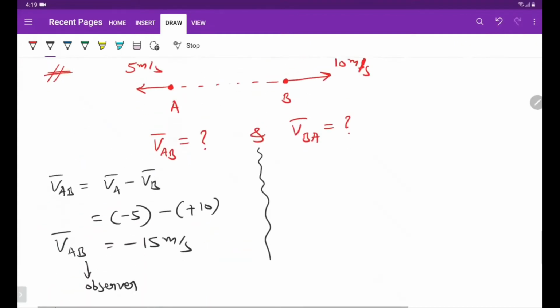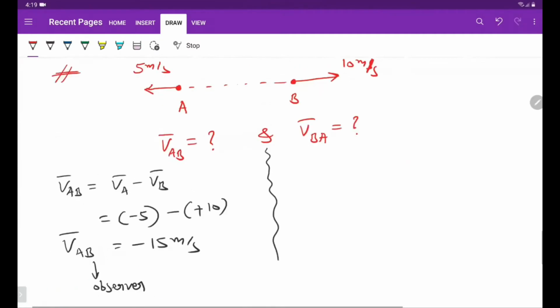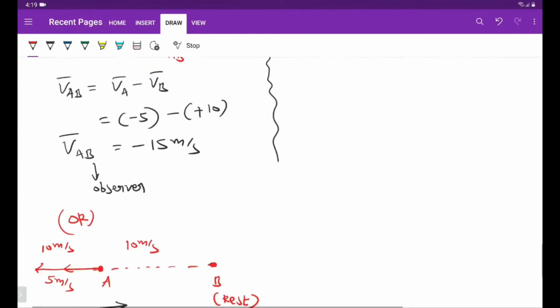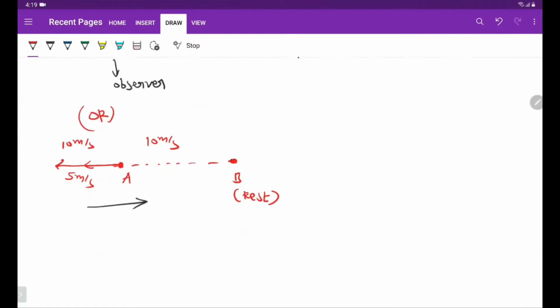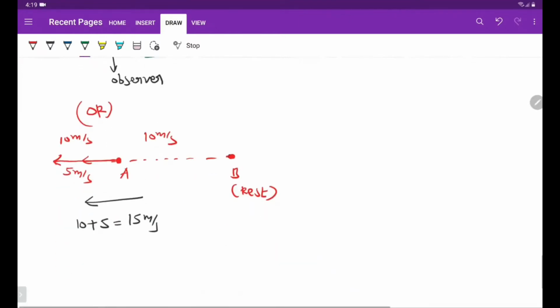B's speed is to the right side, so add the speed of B to A in the opposite direction, because he feels that he is at rest. So add the speed of B to A on the left side. The resultant velocity will be on the left side: 10 plus 5, 15, left side. So it is negative. We got the negative sign here.